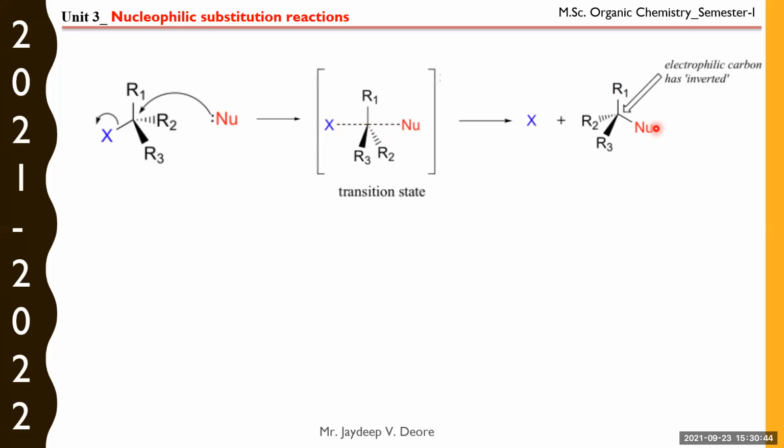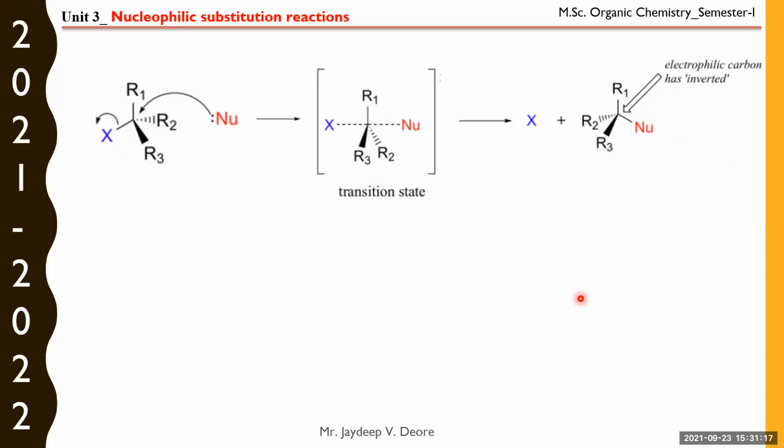You can see here the nucleophile is here. And one more thing is that the nucleophile is going to attack from the back side of the leaving group, not from the front side. It is not going to attack from the front side. So this particular carbon, you can see that the configuration is going to be inverted. The electrophilic carbon has inverted. Here you can see that the leaving group is on the left hand side, while in the product, the incoming nucleophile is on the right hand side.